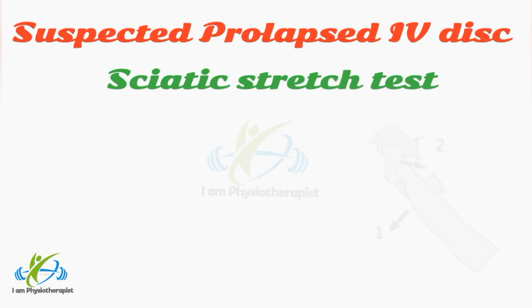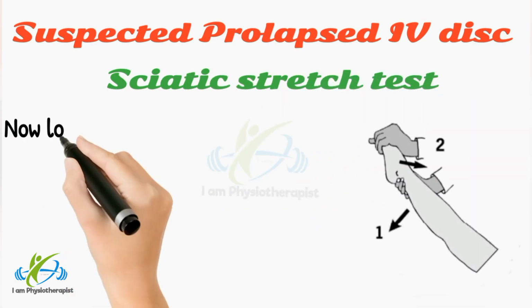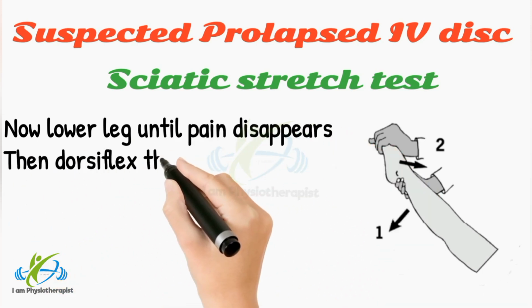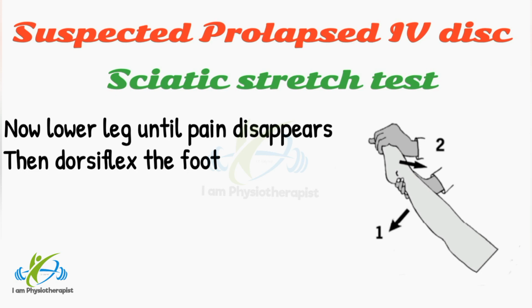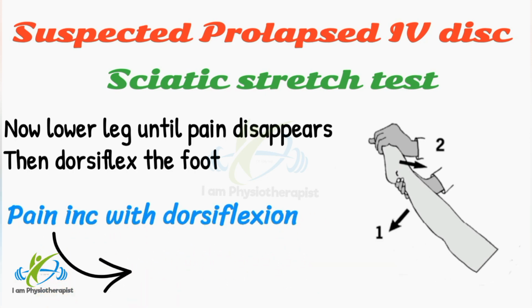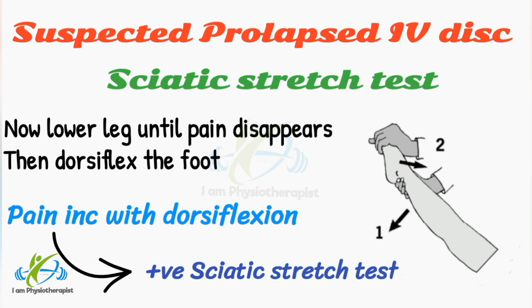Sciatic stretch test. Now lower the leg until pain disappears, as shown in point 1, then dorsiflex the foot as shown in point 2. This increases tension on the nerve roots, generally aggravating any pain or paresthesia. If pain increases with dorsiflexion, it shows a positive sciatic stretch test.